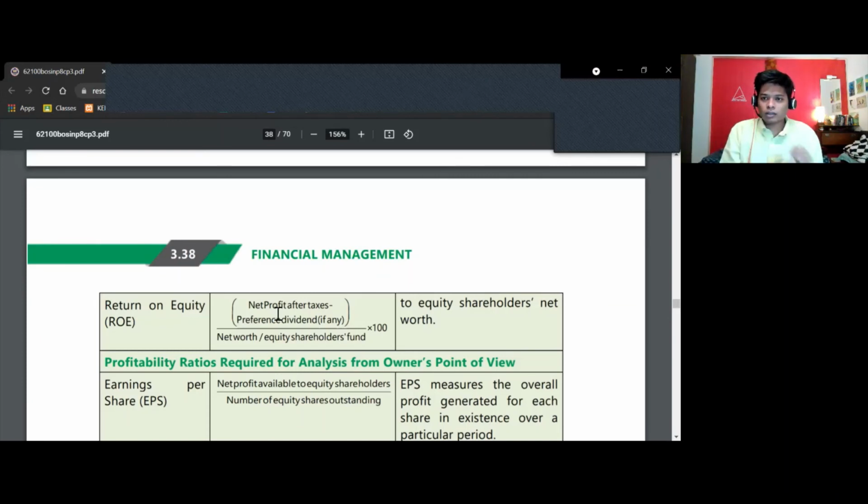Net profit, after you come to the net profit, you pay your preference shareholder, and whatever is left is your distributable income. That is called net profit after tax minus preference dividend divided by equity shareholders fund. This gives you return on equity.